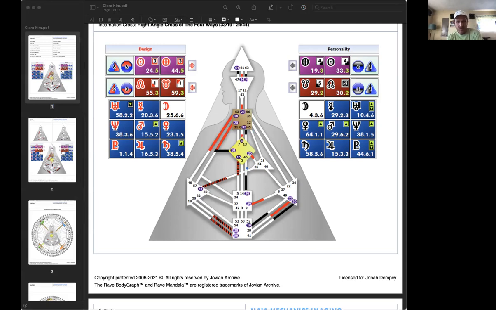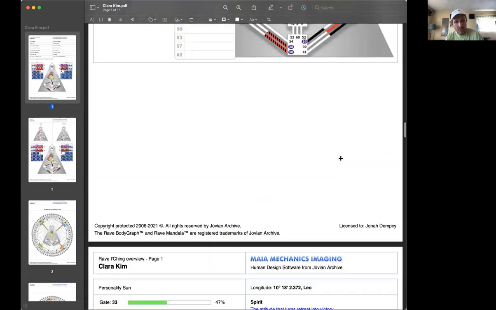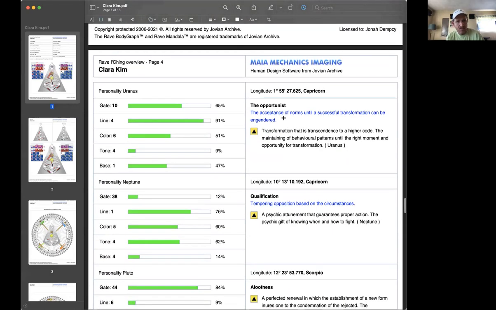I'll add this in the notes too. 10-4. So, simple enough, it adds a sort of secondary fourth line profile effect. Anytime you have gate 10, it's going to be a role gate, and it's going to talk about what your role is. And because you have that 10-4 fixed in exaltation and detriment, which is also interesting, we can look at it down here. It just says fixed in exaltation here. It doesn't say the detriment. Interesting. Well, in any case, it's all about the opportunist, what we would call the opportunist.